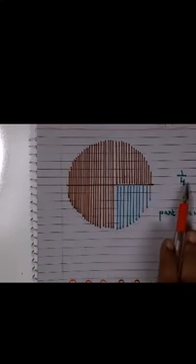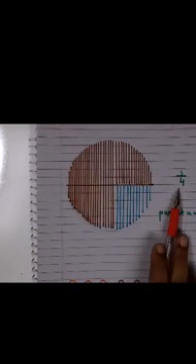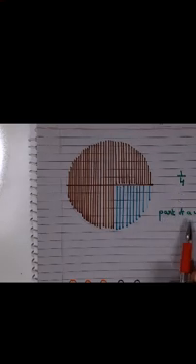Now children, look here. This is a whole. Now this shaded part over here is 1/4. Why 1/4, children? Because this is one part out of the 4 equal parts. So it is 1/4. That is part of a whole.